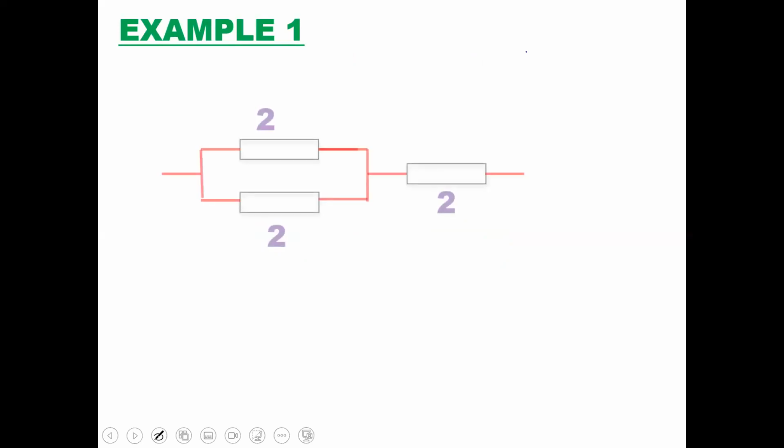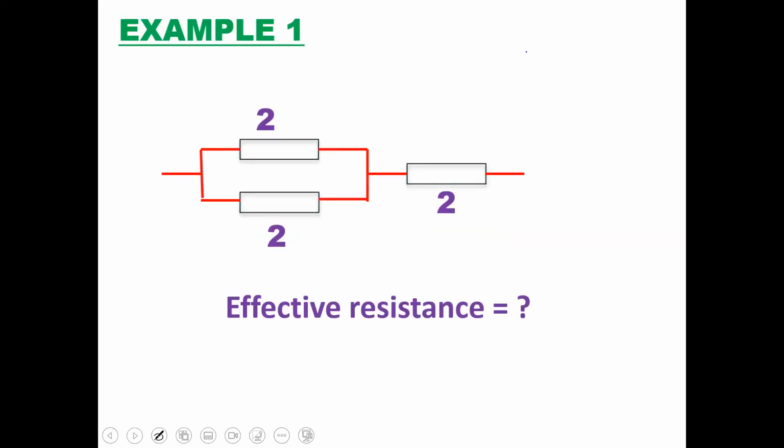I'm putting the first example. You have to copy this circuit. This is called a combined circuit, partially series, partially parallel. You have to copy this circuit.